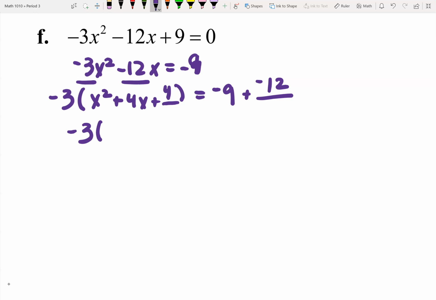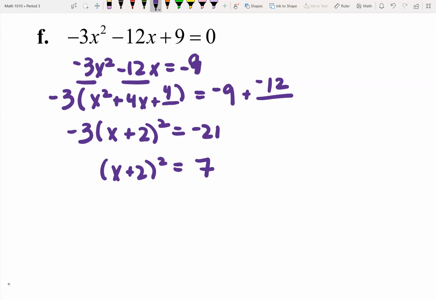Okay, so let's go -3. X and a plus. Square root of 4 is a 2. The whole thing's squared. -9, -12 is a -21. Braxton, what do we do now, bud? Okay, and you get x plus 2 squared is equal to, what's over here, everybody? Positive 7. Negative divided by negative is a positive.